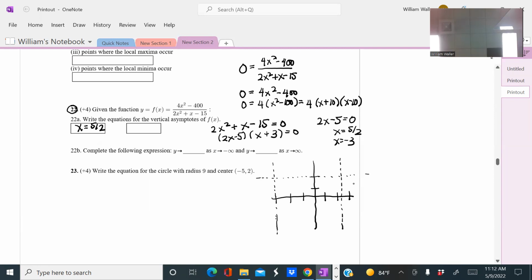So as you go further to the right or further to the left, I don't know what this curve looks like in the middle, but as you go further to the right or further to the left, this curve is going to get close to this line, y equals 2. It's going to start flattening out and looking like that horizontal line. So the answer here is y is approaching 2 as x approaches positive or negative infinity.